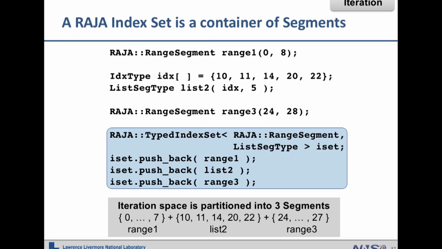So an index set is a container of segments, and it can be any of those segment types that we've just seen. In this case, you could build up an index set of a range segment and a list segment. And then when you put those segments in, the iteration space is partitioned into two contiguous chunks, the two ranges, right? So from 0 to 7 and 24 to 27. And then you have this list, which is just these arbitrary indices with space between them. That's 10, 11, 14, 20, 22.